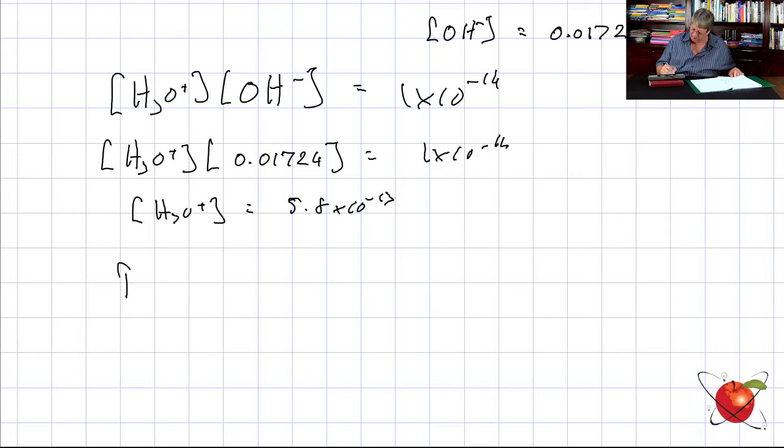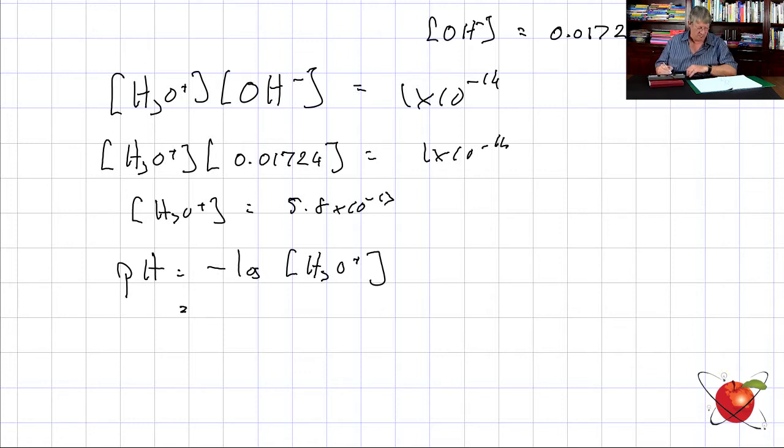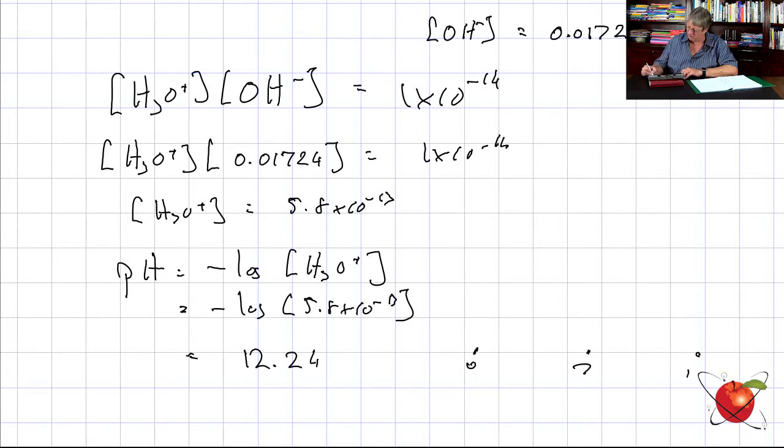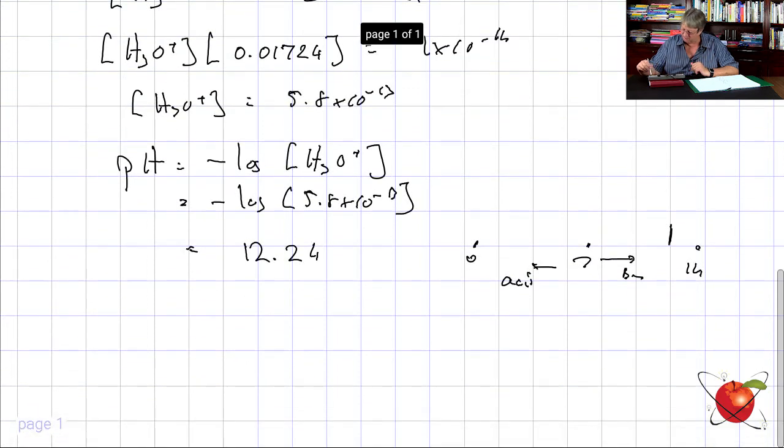And therefore, the pH is the negative log of the concentration of the H3O plus, which is, in this case, negative log of 5.8 times 10 to the minus 13, which is equal to 12.24, 0.714. Basic. I'm up here, so I am in the basic region. So far, so good. Let's look at it the other way around now.